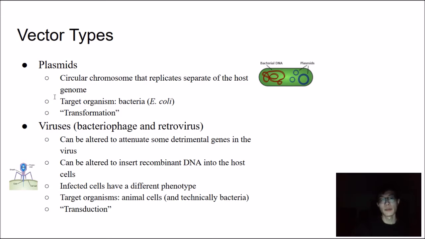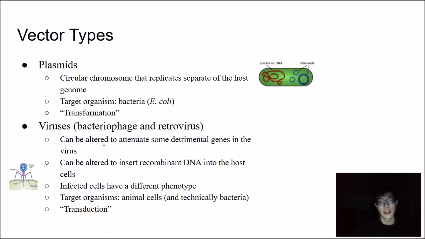So oftentimes when we talk about plasmids, we're going to be targeting bacteria such as E. coli rather than really eukaryotes. And this process of inserting a plasmid into a bacteria, for instance, is called transformation. There's another type of vector available, and that is the virus. So we have things such as bacteriophages or retroviruses. So this is a bacteriophage over here.